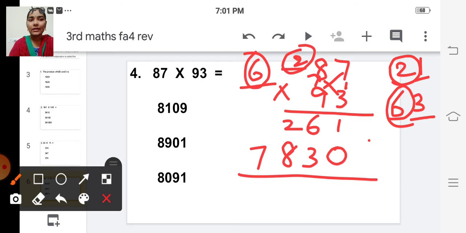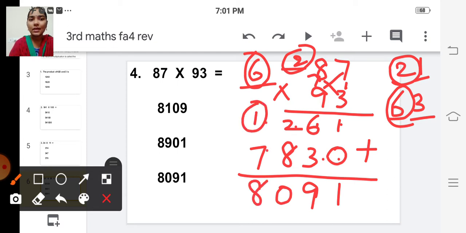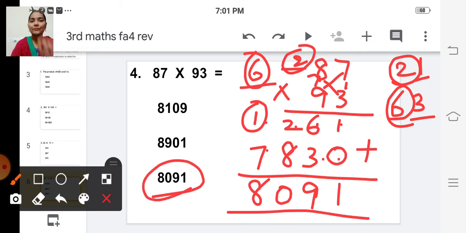78. And now add these two numbers. 1 plus 0 is 1. 6 plus 3 is 9. And 8 plus 2 is 10. So write 0 and carry over 1 to the next place. And 7 plus 1 is 8. And this is the answer. 8091. So what is the answer? 8091 is the correct answer.